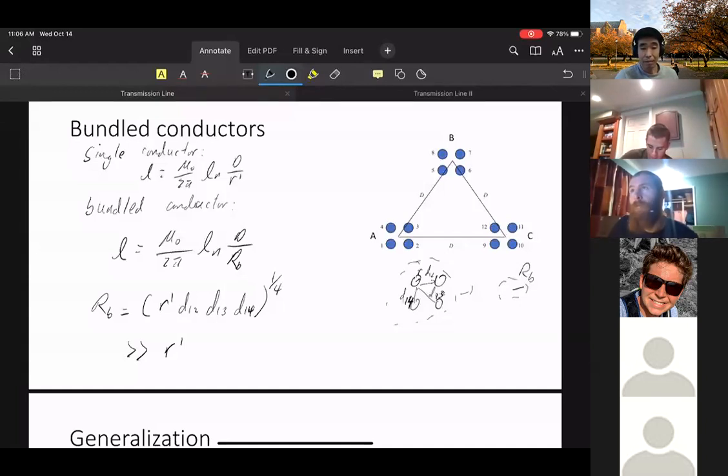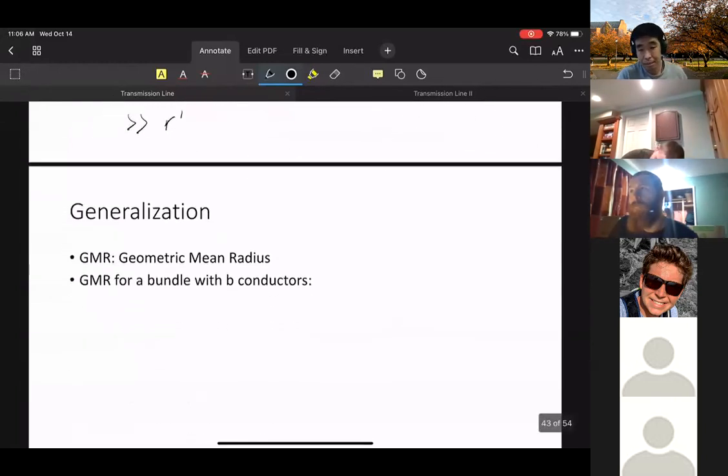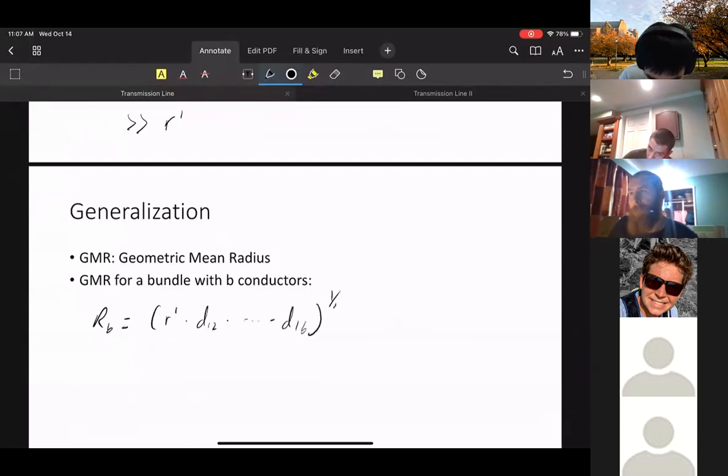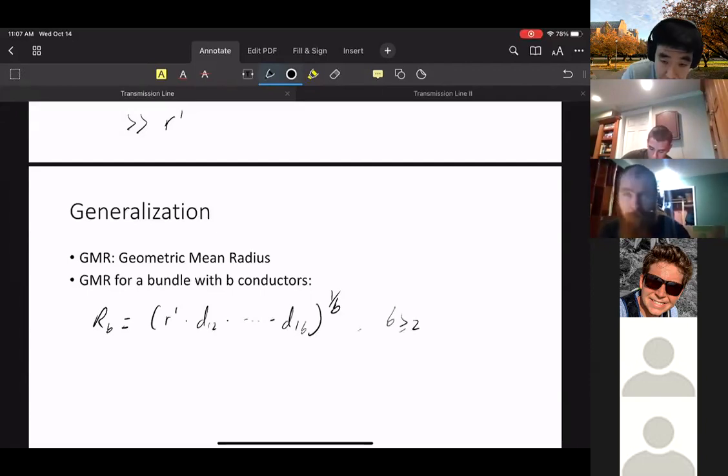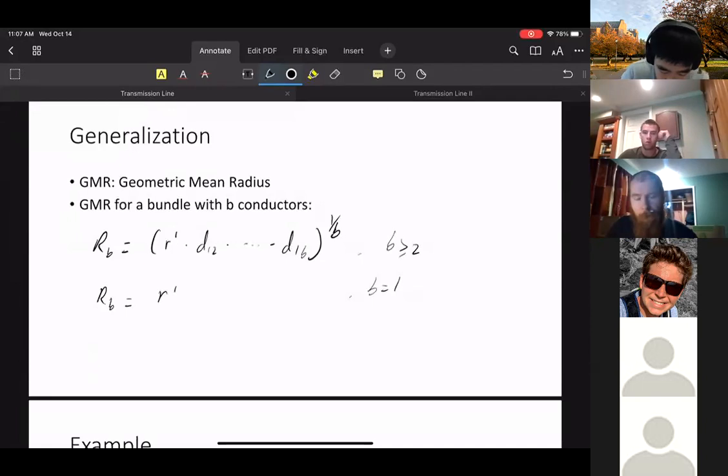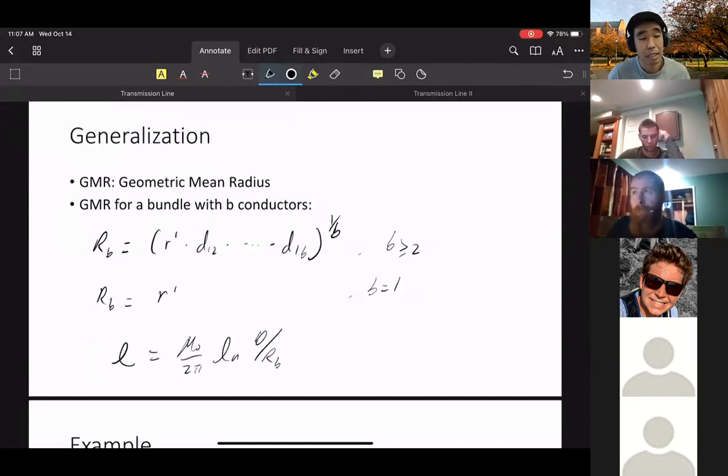If you have never seen geometric mean before, it is defined this way. You multiply these distances, and you take a root that corresponds to how many things you're multiplying. If you only have one conductor, then this is just R prime by itself. And the inductance is L = mu zero over two pi, natural log of D over RB. The name comes because this is somewhat similar to arithmetic mean, except you're taking the average of the log. So if you had never heard of geometric mean, just remember this formula.